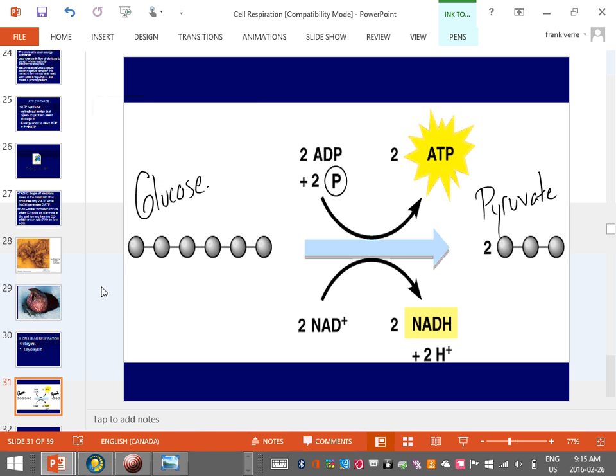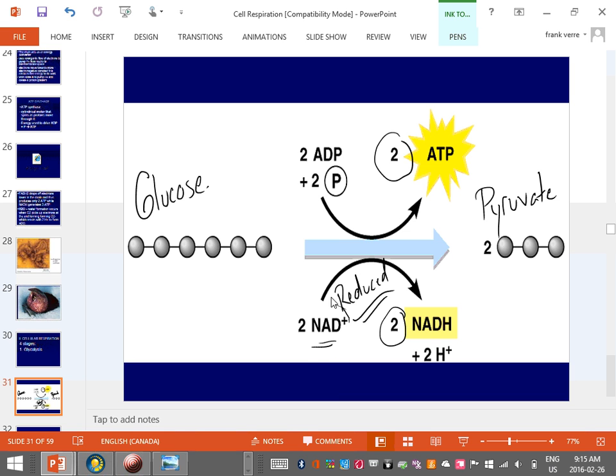So this is glycolysis. We start with glucose over here, and we end up getting pyruvate. What do you get out of glycolysis? How much energy do you get? How many molecules of ATP? 2. And you also make another molecule called NADH through the reduction of NAD+.